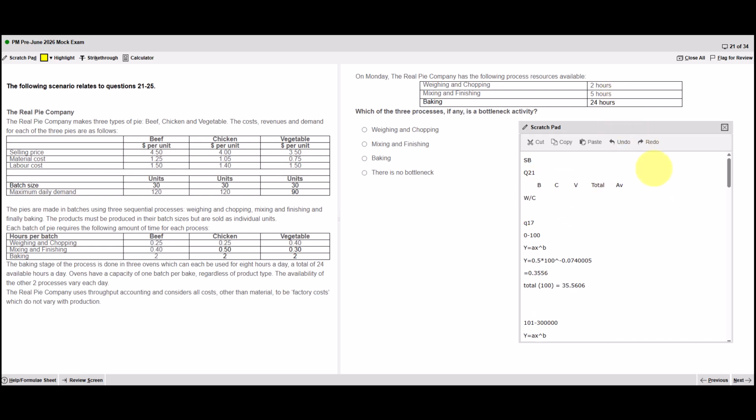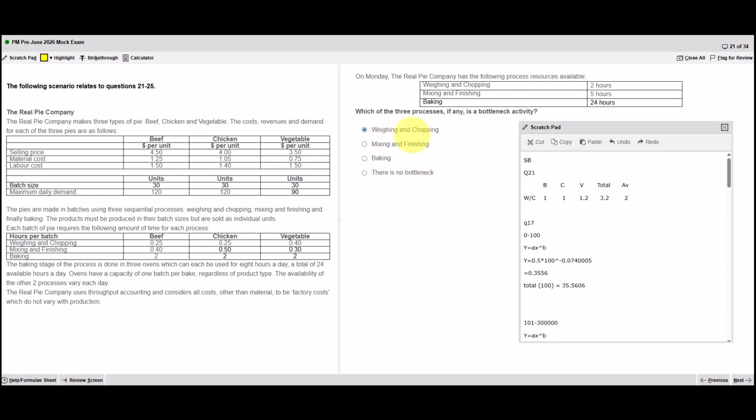So first, weighing and chopping. Beef requires 0.25 per batch. Remember, it's per batch. There are 4 batches, 120 divided by 3, so 4 times 0.25 is 1. Chicken, 0.25 per batch. Again, 4 batches, so that's also 1. Veg, 0.4 per batch, and there's 3 batches, 90 divided by 30, so that's 1.2. Total is 3.2. Available is 2, so therefore weighing and chopping is a bottleneck.